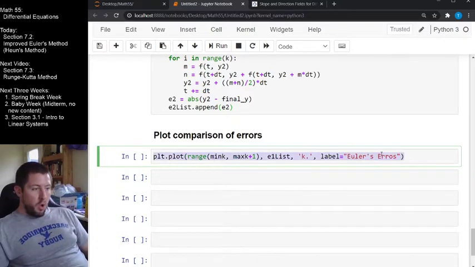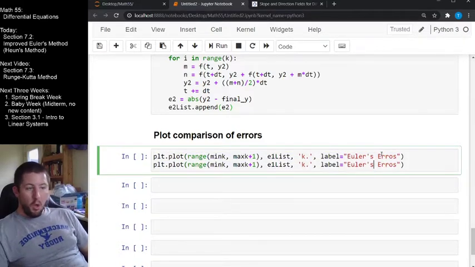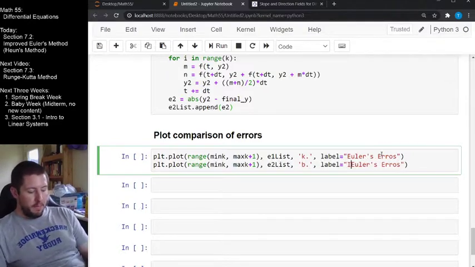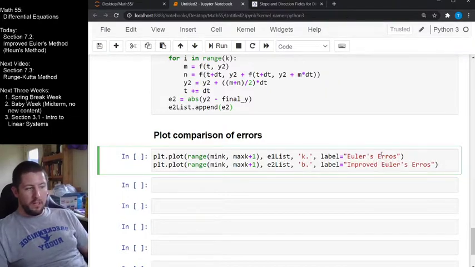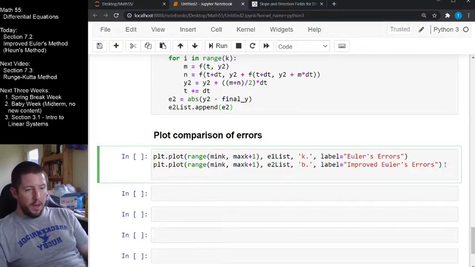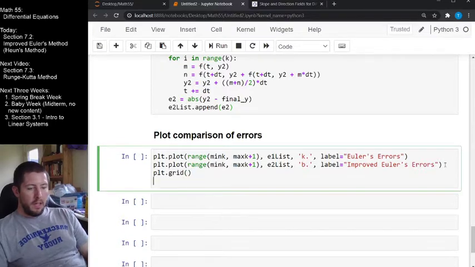I'm just going to copy this whole line right here. And the only thing I really need to change is I want to do the E2 list. I'm going to make them blue dots. And I would like this to be improved Euler's errors. Some other tiny things I'm going to want to see here. I know that I'm going to want a plot.grid. I know that I'm going to want a plot.legend being turned on.